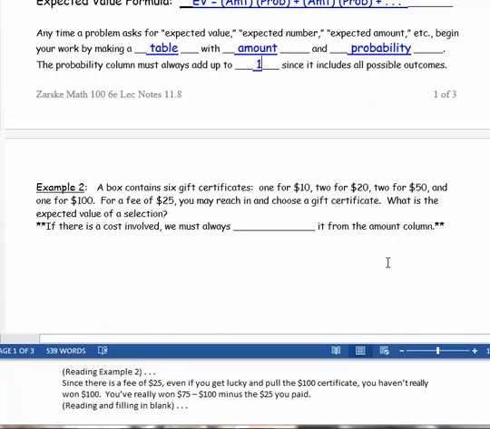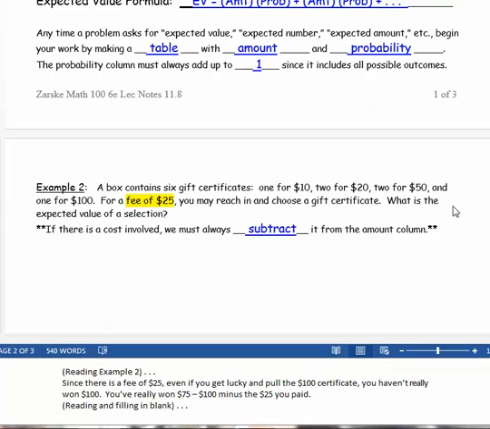Example 2. A box contains 6 gift certificates, one for $10, two for $20, two for $50, and one for $100. For a fee of $25, you may reach in and choose a gift certificate. What is the expected value of a selection? Since there's a fee of $25 this time, even if you get lucky and pull out the $100 gift certificate, you haven't really won $100. You've really won $75, $100 minus the $25 that you paid. If there's a cost involved, we must always subtract it from the amount column.